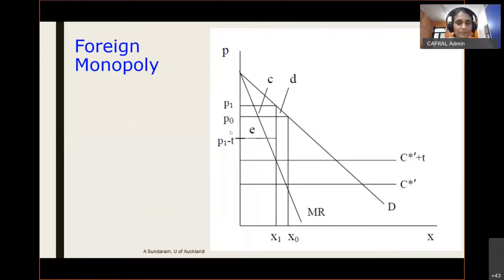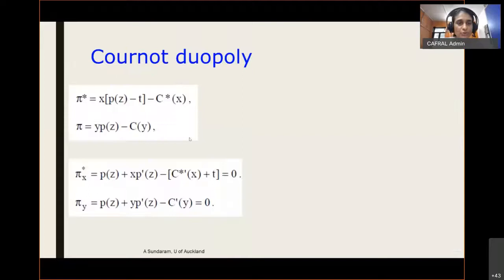Okay. So let me go to Cournot duopoly. So what if you don't have a foreign monopolist, but you have a duopoly situation where you have a foreign firm, and then you also have an Indian firm that is selling the same product, right? So this is a duopoly model where you have two firms, one foreign and one domestic. So the foreign firm has pi star, which is X, and their profit is given by X times the price minus the tariff, minus their marginal cost, like before.